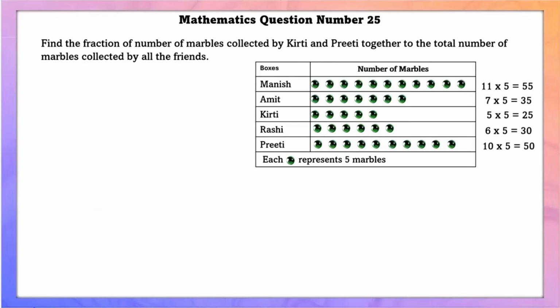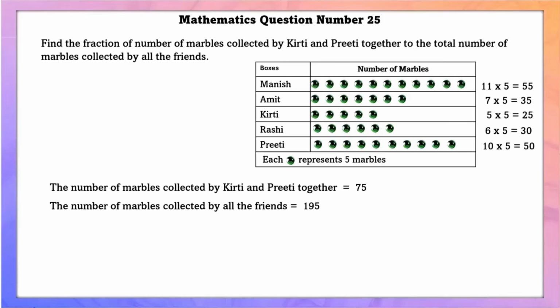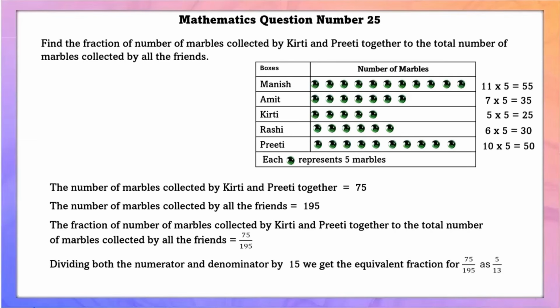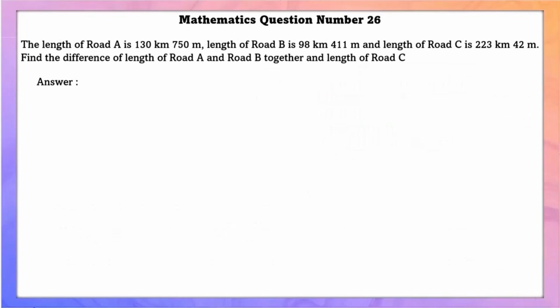Find the fraction of number of marbles collected by Kriti and Preeti together to the total number of marbles collected by all the friends. The number of marbles collected by Kriti and Preeti together is 75. The number of marbles collected by all the friends is equal to 195. The fraction of number of marbles collected by Kriti and Preeti together to the total number of marbles collected by all the friends is equal to 75 by 195. And dividing both the numerator and denominator by 15, we get the equivalent fraction for this fraction as 5 by 13.